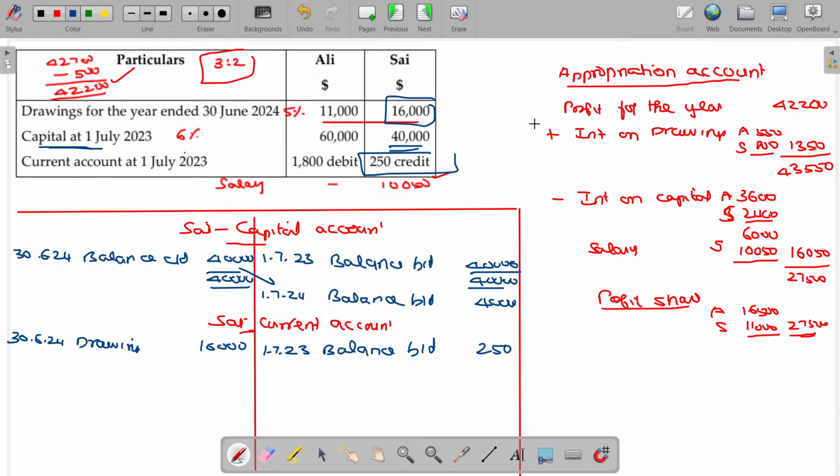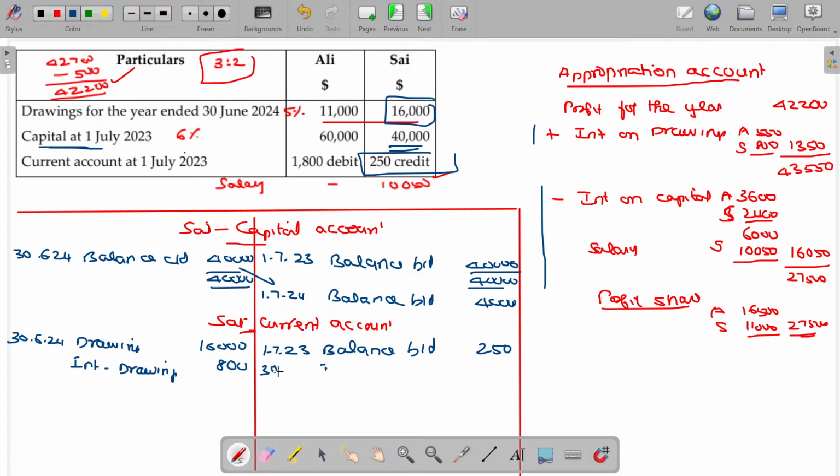What more? Drawings will be in the debit side, these are in the credit side. So interest on drawings should be in the debit side. Interest on drawings, value being 800 for Sai. I am confining myself to Sai only.